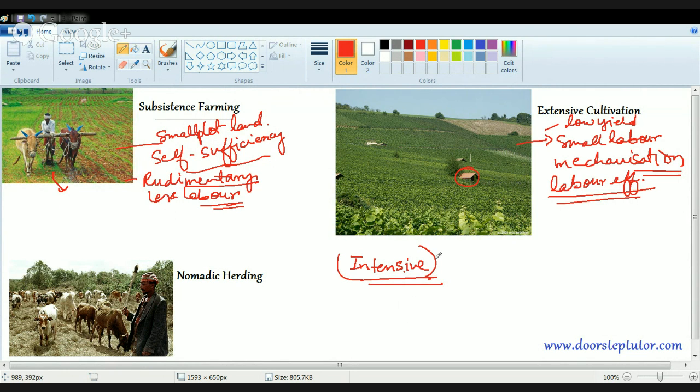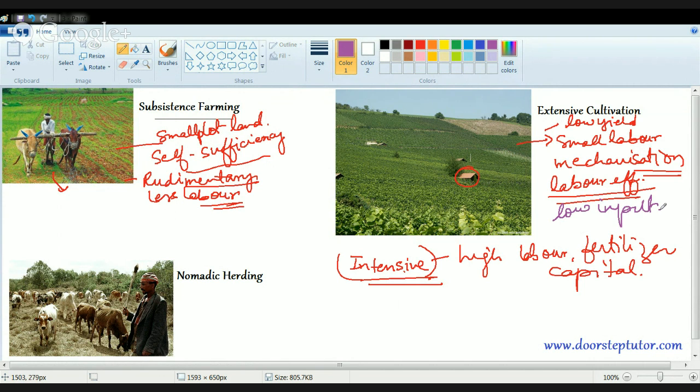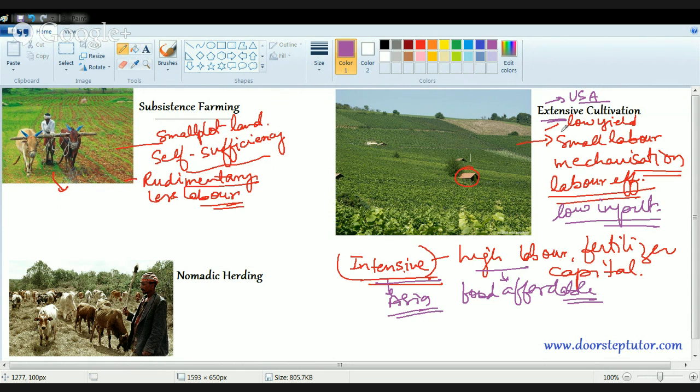Now let's look into intensive farming. You have high input of labor, fertilizers, and capital, which is in contrast to extensive farming where you require a very low input of all these components. So intensive agriculture has high input of everything. A lot of animals are used. Food is basically affordable for all. They try to preserve land. It is mainly used in the Asian countries. Intensive agriculture is common in Asian countries. Extensive agriculture is common in countries like the United States where you have a lot of land availability.